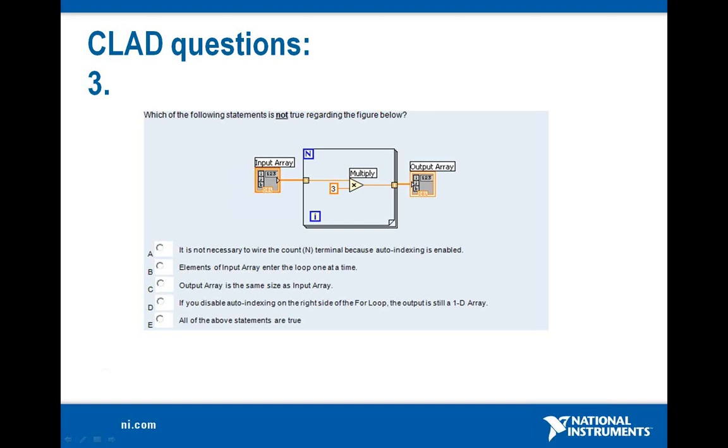Option A states that it is not necessary to wire the count terminal because auto-indexing is enabled. Option B, elements of input array enter the loop one at a time. Option C, output array is the same size as input array. Option D, if you disable auto indexing on the right side of the for loop, the output is still a 1D array. Option E, all of the above statements are true.